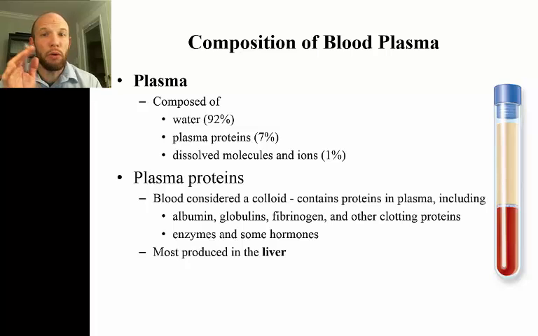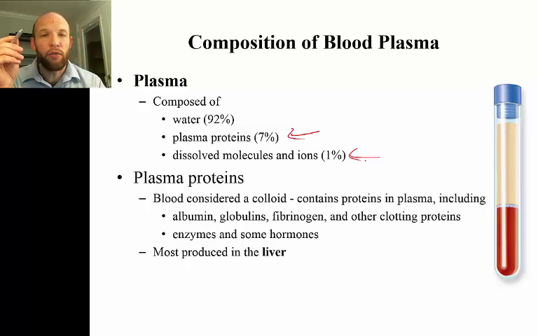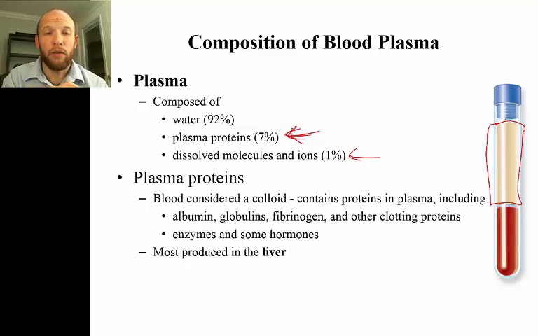Now, plasma is composed mostly of water. When you hear the fluid component of blood, the thing that should pop into your mind is water, right? So plasma is mostly made up of water. We also have plasma proteins. We'll talk about that in a second. We also have other dissolved molecules, including ions, right? Hormones, that kind of stuff. Nutrients can all be dissolved in there as well. Things that are not proteins. The proteins get categorized as proteins, right? We also notice that it is the straw-colored part of this blood. And so we see this straw portion there.